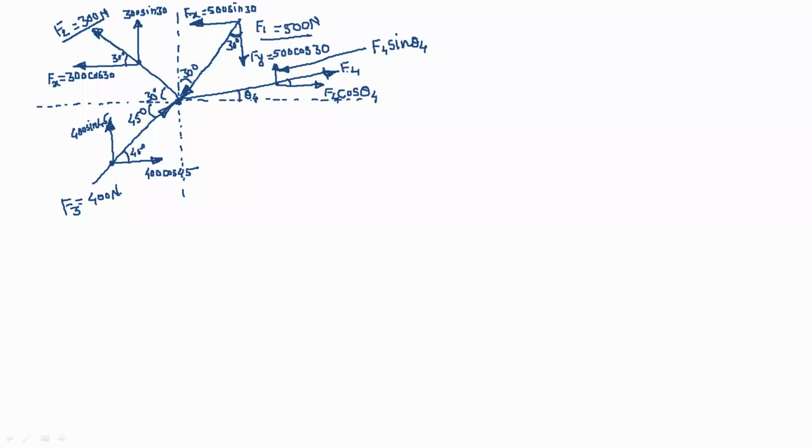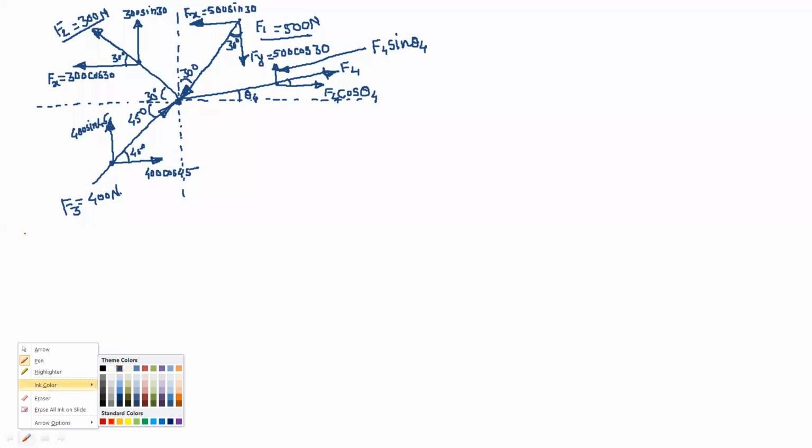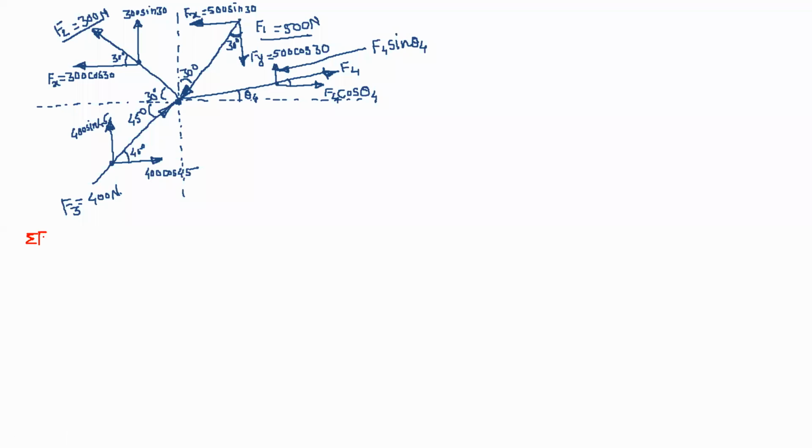Now we have to just write down the summation Fx and summation Fy. So for summation Fx, summation Fx means we have to add all x components and we have to consider the sign. So start from the F1. So what is x component of F1? So this is 500 sine 30. And observe the direction, it is towards the negative x direction. So we will take this minus 500 sine 30.